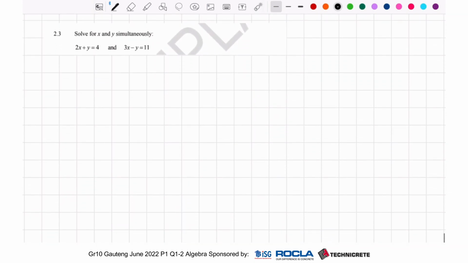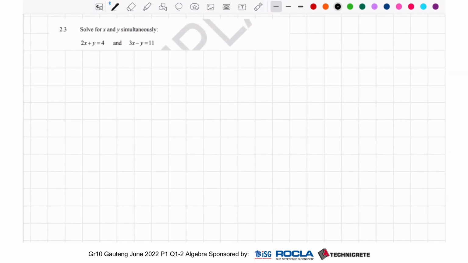And then for the last part of question 2, 2.3, I'm asked to solve for x and y simultaneously. So I've got two expressions of x and y, and I'm going to call them equation 1 and equation 2. Okay, so there's two ways that I can solve for x and y simultaneously. The first, I'm just going to add the two equations together. So I'm going to say 1 plus 2.